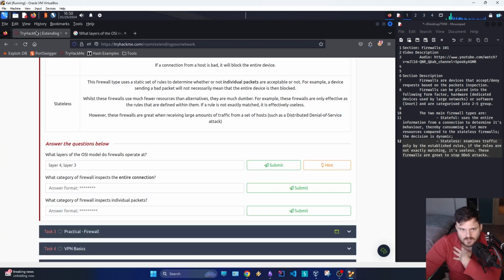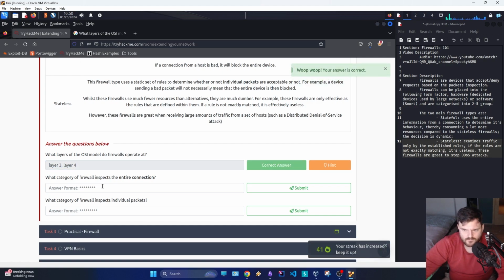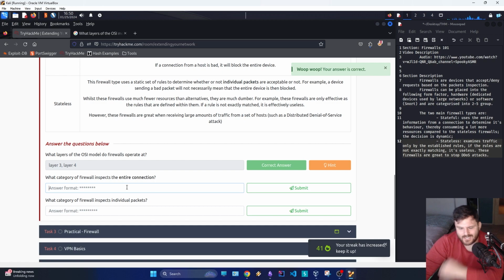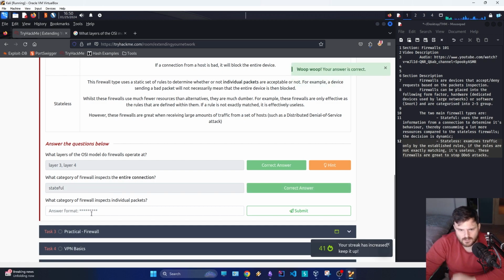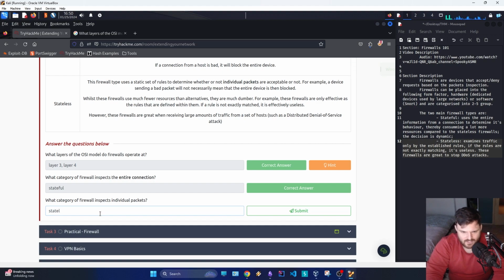Pretty cool. What category of firewall inspects the entire connection? Stateful. What category of firewall inspects individual packets? Stateless.